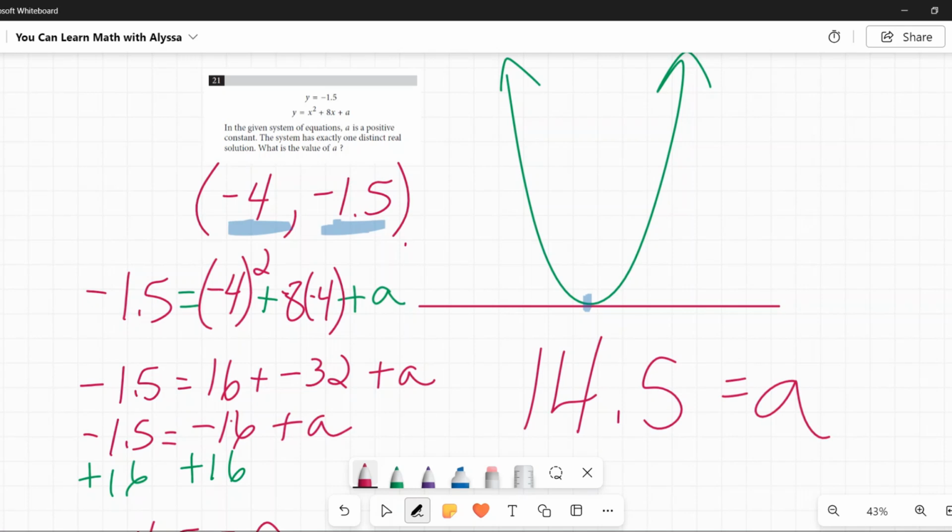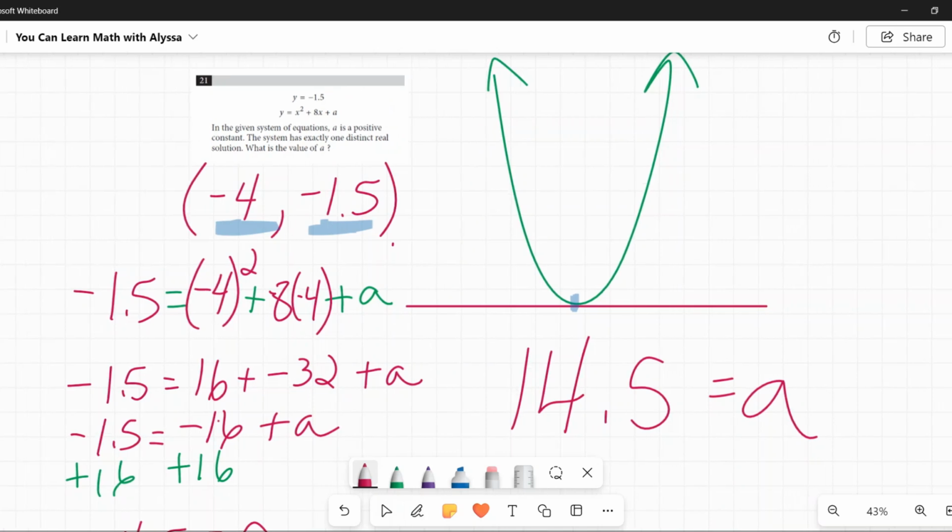So again, 14.5 equals a. The reason why this works is because for it to intersect at one point, it has to intersect at the vertex. That has to be true. So we find the vertex by first finding the axis of symmetry, negative b over 2a, and that gives us our x value for it. And we know that the y, for it to be this vertex that intersects with this line, has to be negative 1.5. Then to solve for that a, we plug both of those in and solve for a. Not the kind of problem you're normally going to find in your math book, but here we are.